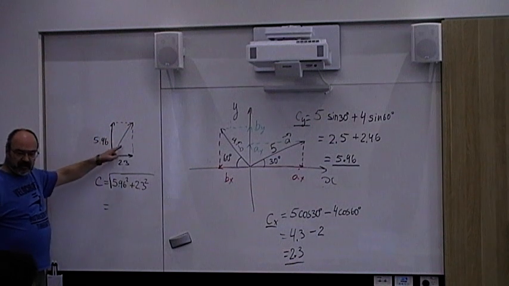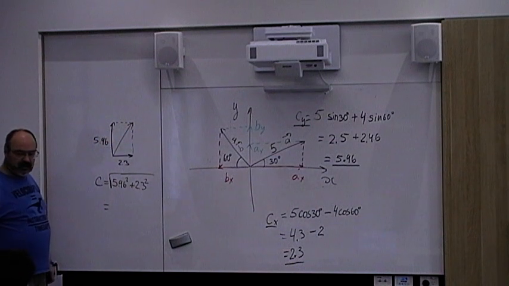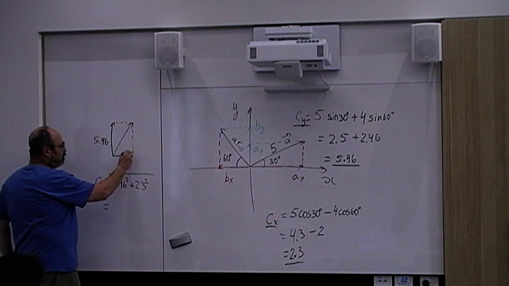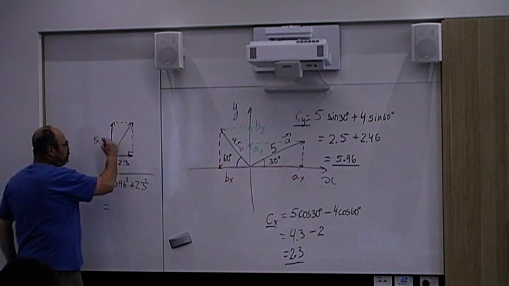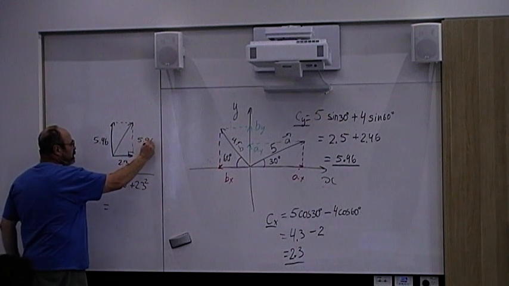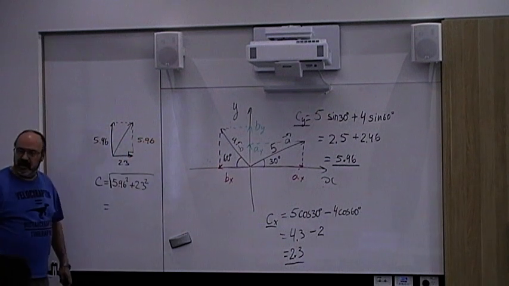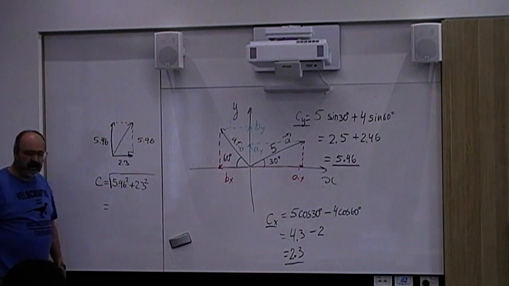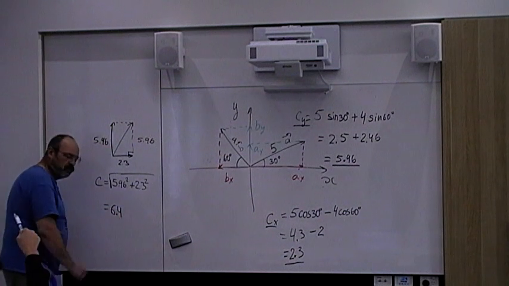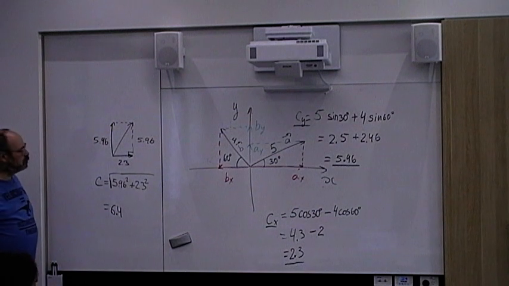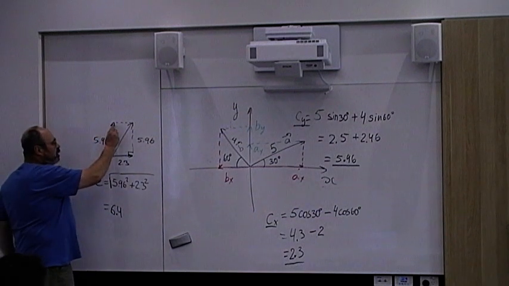This is the right angle, this is the rectangle. This is 2.3, this is 5.96. It's 6.38839, so approximately 6.4.